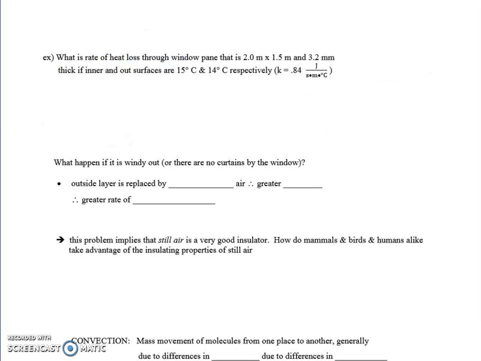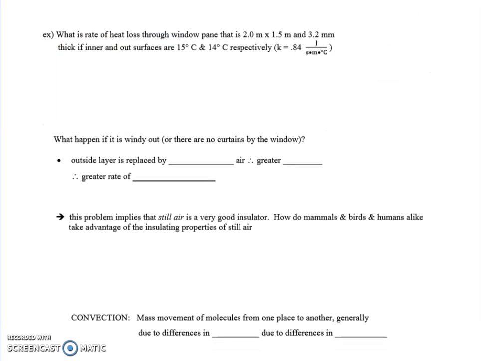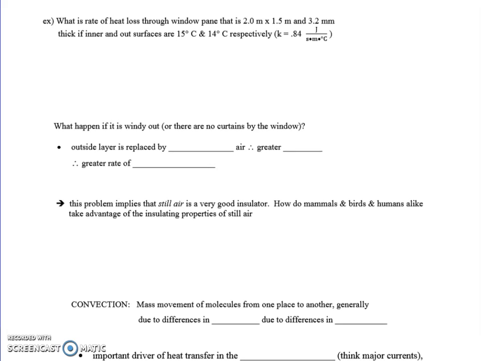All right, so let's do a problem. There's certainly nothing obvious about this problem. Okay, what is the rate of heat lost? So we want H dot through a window pane that is a certain area. There's a certain thickness, L. And if the inner surfaces are at the following temperatures, and we're given a K value, the conductivity of glass to be 0.84.